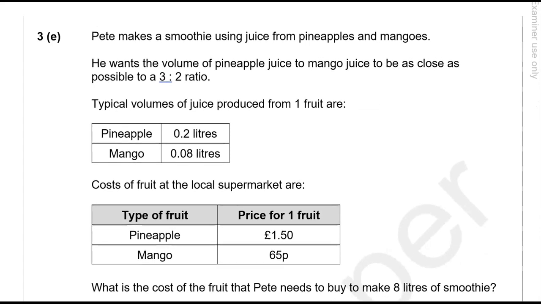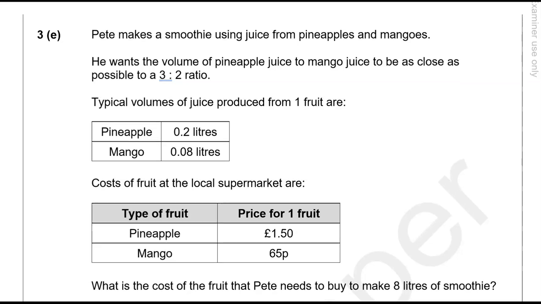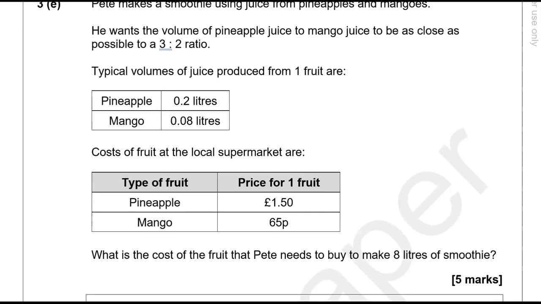Pete makes a smoothie using juice from pineapples and mangoes. He wants the volume of pineapple juice to mango juice to be as close as possible to a 3:2 ratio. Typical volumes of juice produced from one fruit are pineapple 0.2 litres, mango 0.08 litres. Costs of fruit at the local supermarket are pineapple £1.50, mango 65p. What is the cost of the fruit that Pete needs to buy to make 8 litres of smoothie?